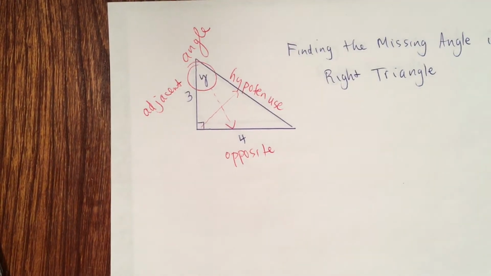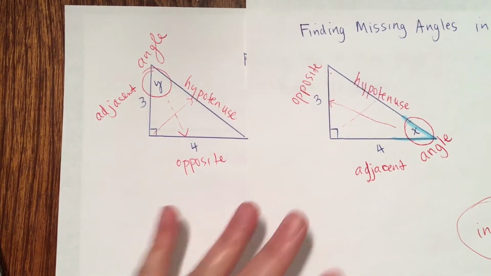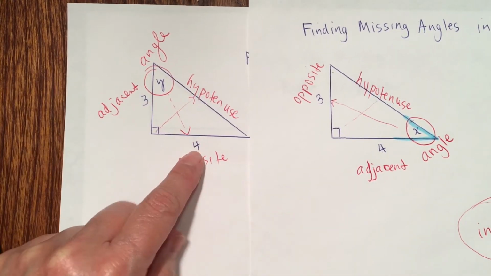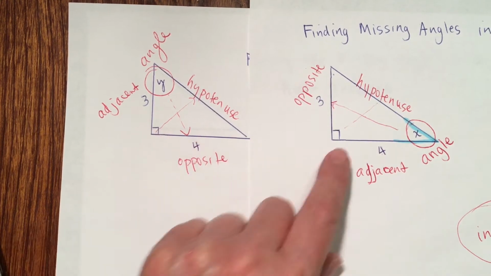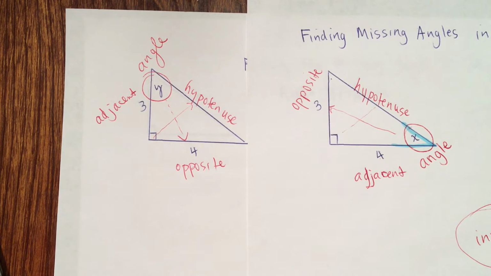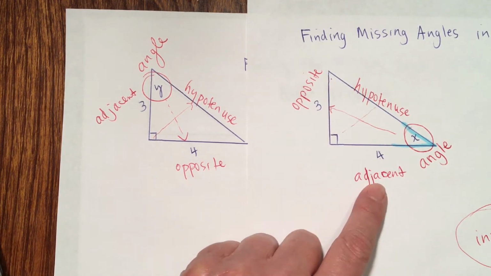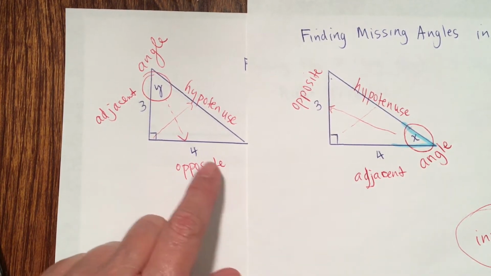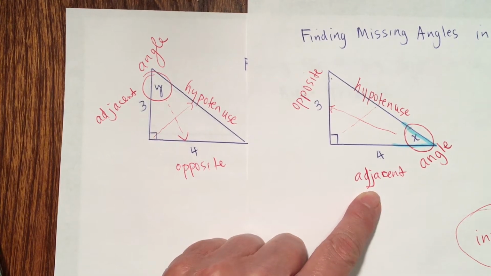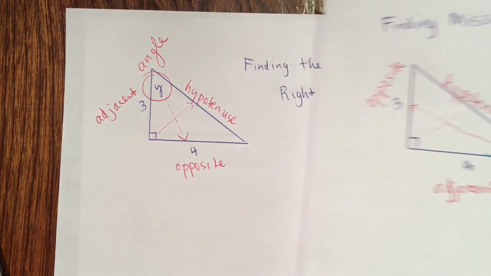As I look at the problem from the previous video, I want you to notice they're the same triangle. 3, 4, right angle, hypotenuse. Because the angle is in a different place, the adjacent and the opposite traded places, because I'm looking at it and determining the opposite and the adjacent from the angle I'm looking at.